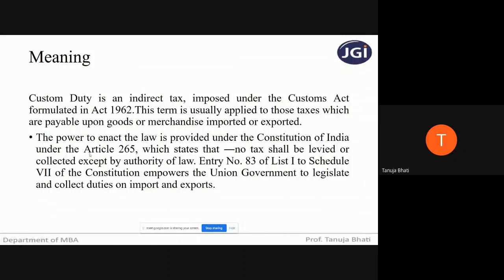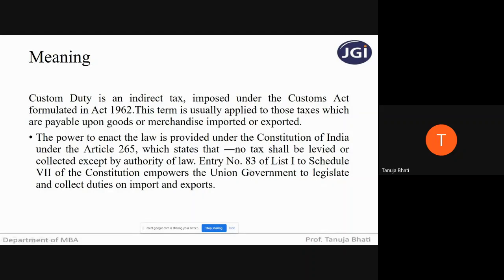Next, the power to enact the law is provided under the Constitution of India under Article 265, which states that no tax shall be levied or collected except by the authority of law. The Constitution of India has different articles. Article number 265 has given the power to impose customs duty, and it clearly states that customs duty can be collected only by the authority of law and not otherwise.